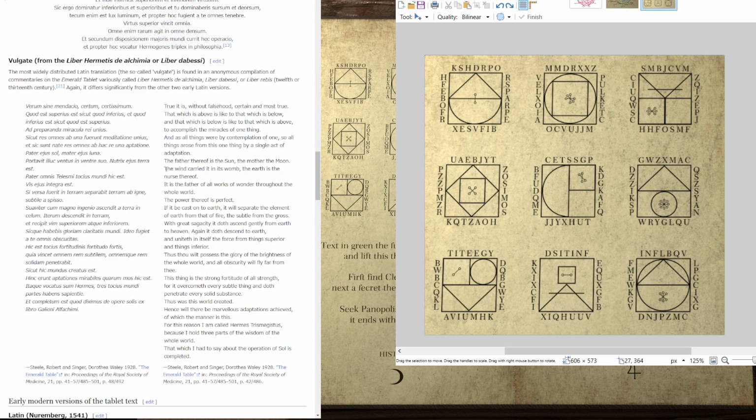The father thereof is the sun, the mother the moon, the wind carried in its womb, the earth is the nurse thereof, it is the father of all works. You just want to say it is a cipher where we just swap these letters. Yeah, it's possible.